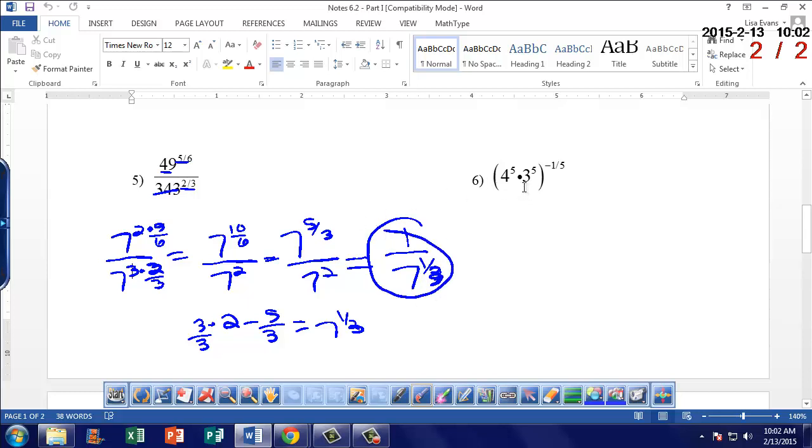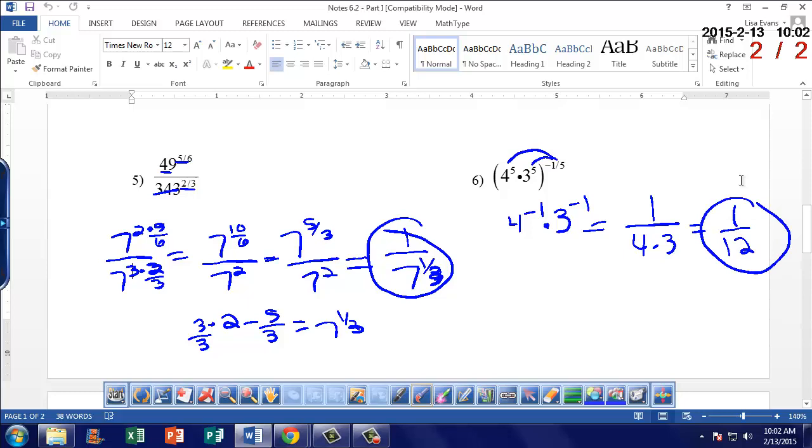Okay, now this one, be careful here because these are not like bases. I cannot combine those. So what I'm going to do is I'm going to go ahead and raise both of those to the -1/5 power. So when I do that, I get 4 to the -1st times 3 to the -1st. I do not want you to leave your answer with a negative exponent, so we're going to move both of them down. 4 to the 1st and 3 to the 1st. And you can go ahead and multiply those because they're both to the first power, so 1 over 12.